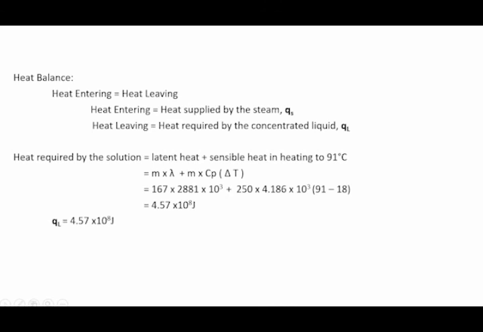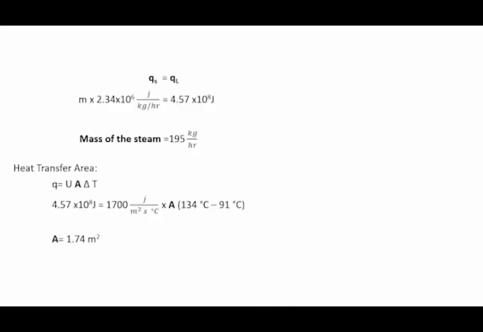Equating the two heats, Qs equals QL, will give us the equation: mass of the steam times 2.34 times 10 to the power of 6 joules per kilogram per hour equal to 4.57 times 10 to the power of 8 joules, giving us the mass of the steam, 195 kilograms per hour.